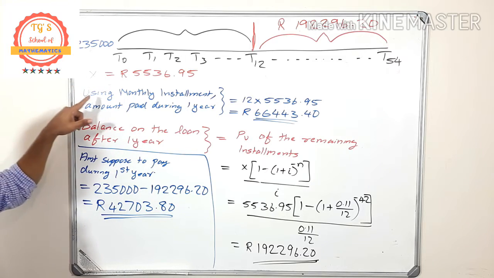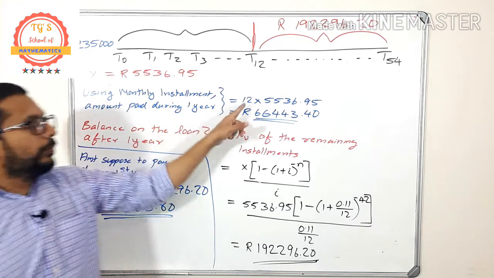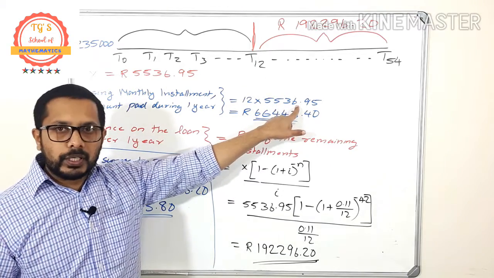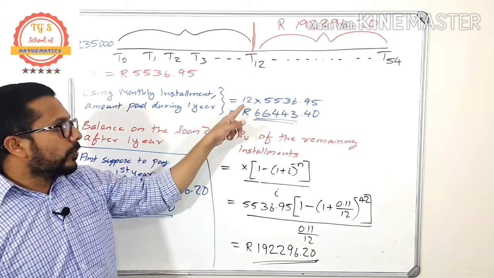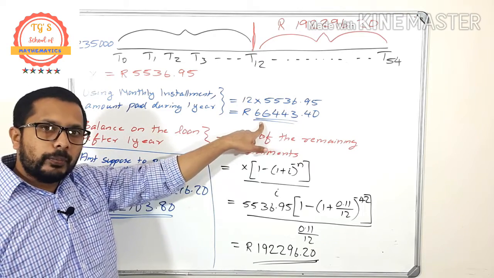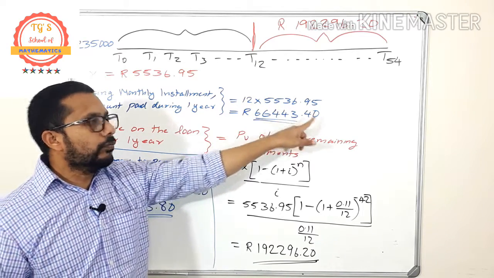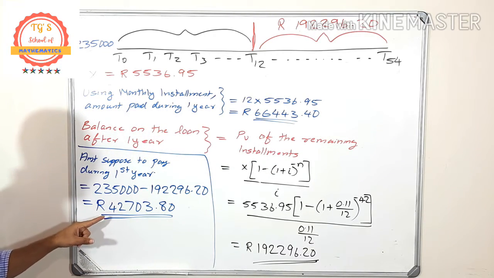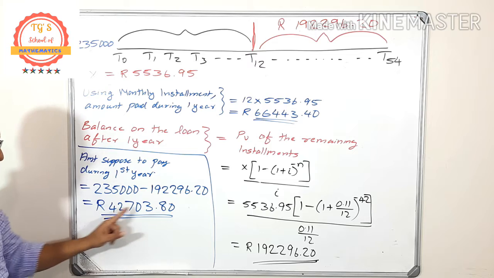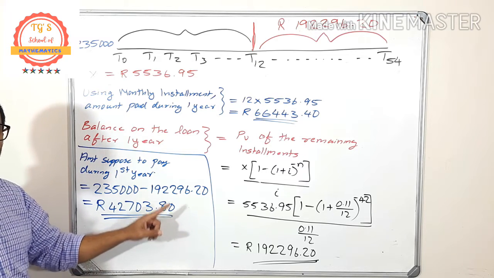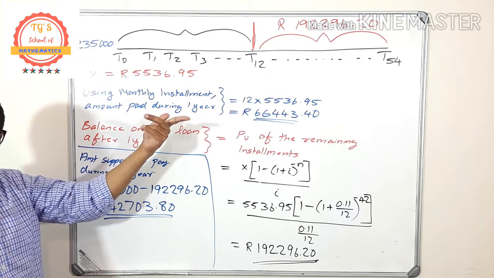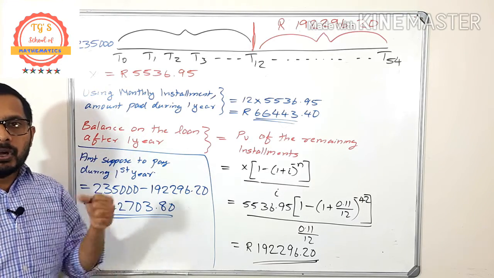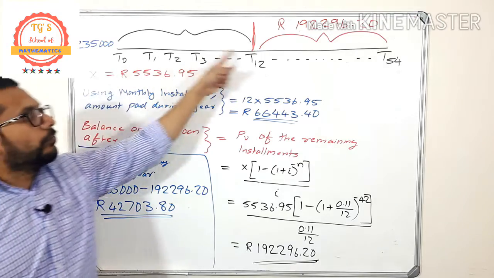But here you can see, look at this one. What is written? Using the monthly installment, how much did he pay? The monthly installment was 5,536, times 12. That means he already paid 66,443. But using this calculation, how much was he supposed to pay during the first year? 42,703. That means he paid an extra amount. And what is that extra amount? That is the actual amount of interest during the first year.